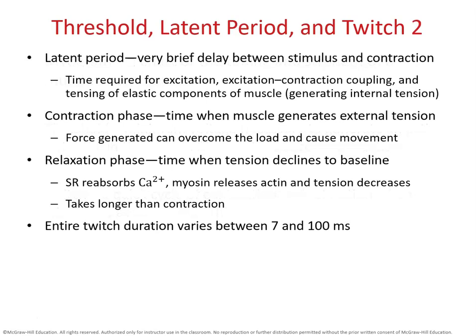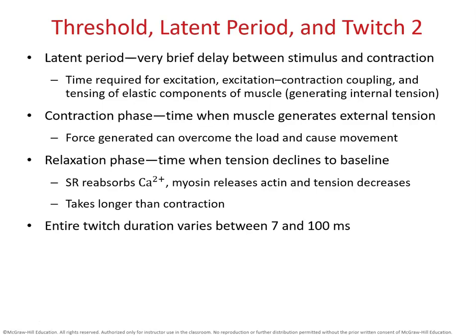We also need to take into consideration a latent period. After a muscle twitch happens, after a muscle contraction and then relaxation happens, there is a brief delay, essentially when the ions are resetting themselves to normal levels. That latent period is very short, but during that period, the muscle cannot immediately contract again.